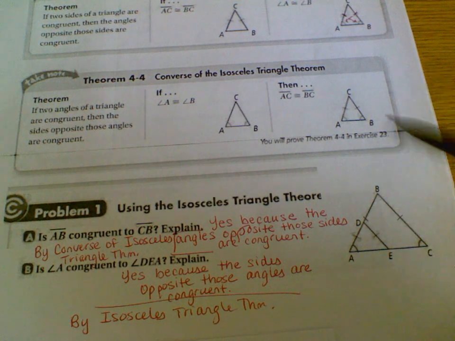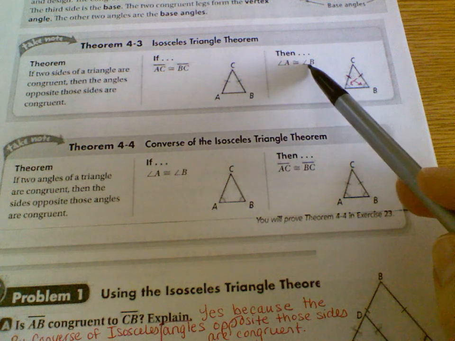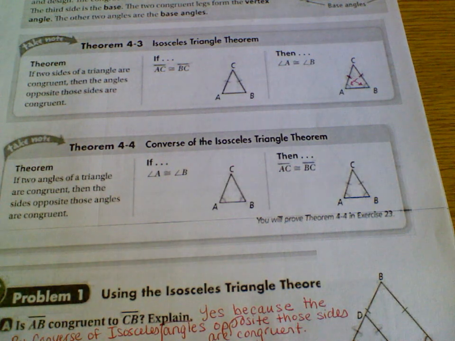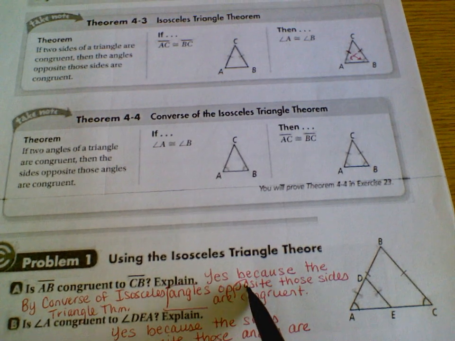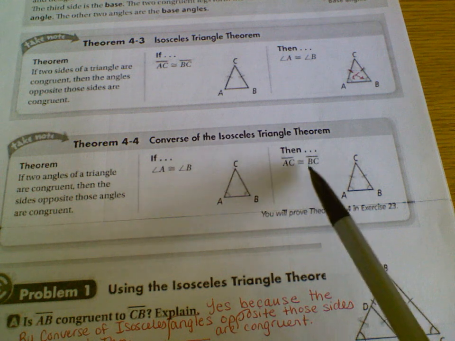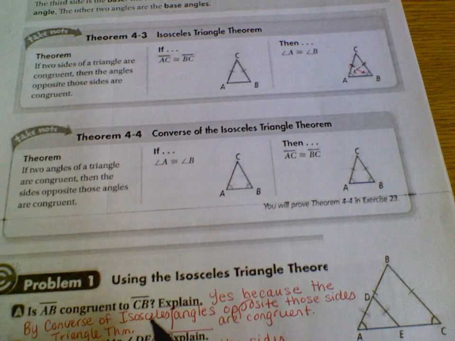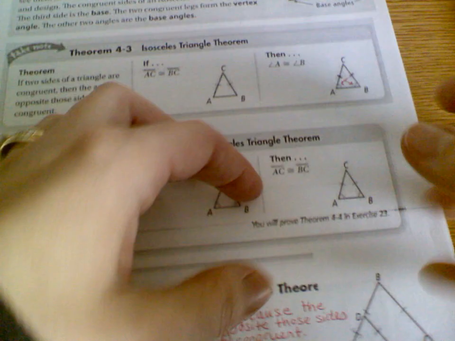Now if you're not sure which one you're using, make sure you look at the conclusion. So in this conclusion, I'm trying to come up with the fact that the angles are congruent. That's how I knew I would be using that for letter B. Okay? But on letter A, I was trying to show my sides are congruent, and that was the conclusion piece, so that's how I knew I was using the converse. So make sure that you're checking that conclusion and it's matching the answer you're looking for.